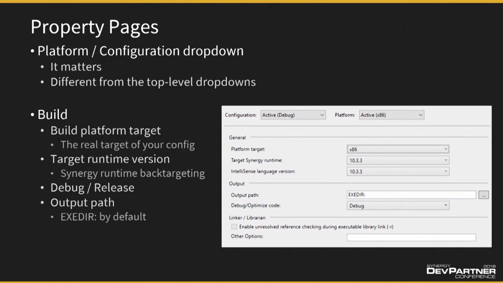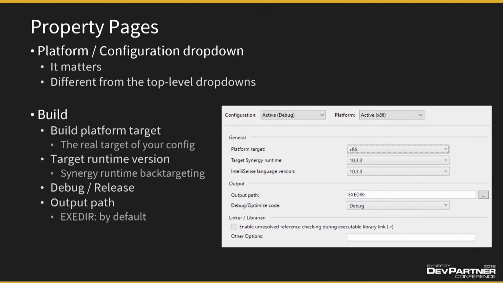The build page is definitely the next most important piece that you have to get right, and that's still what we have up here. It's one of those pages that's impacted by your configuration selection, and it's this page where you tell us some of the very important things about your application, like what platform am I targeting, what runtime version am I targeting, am I in debug, or where are my output files going?